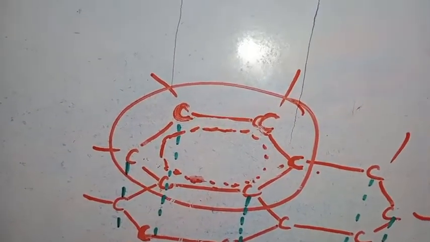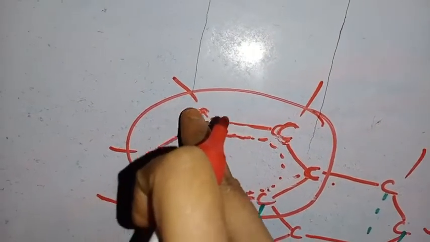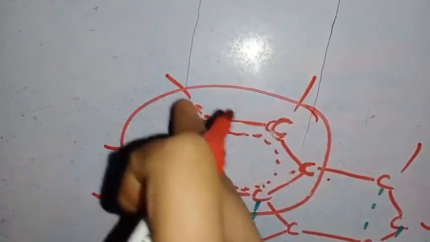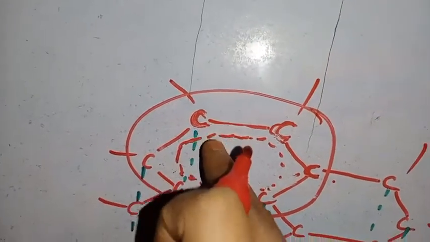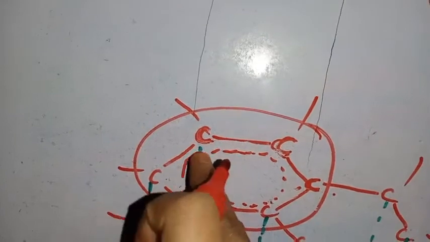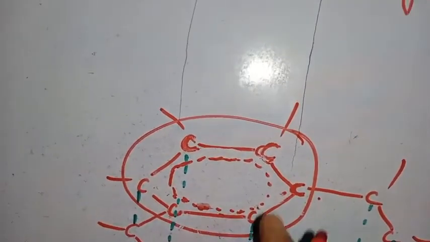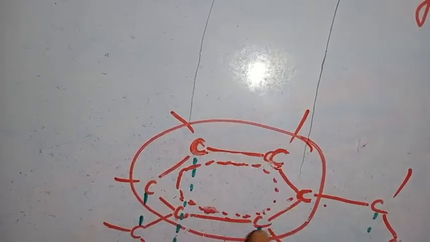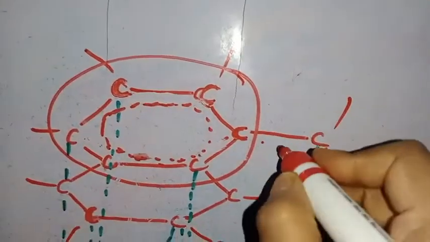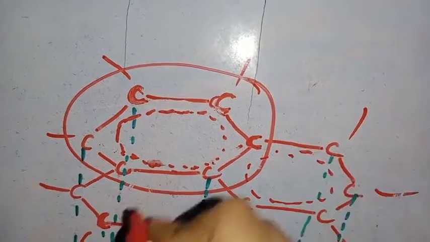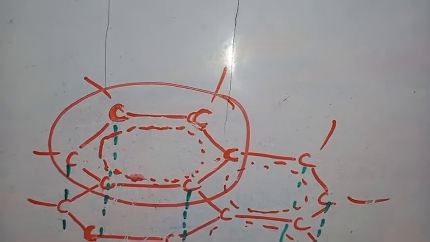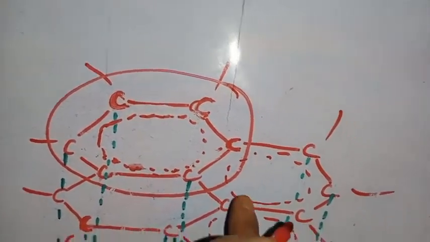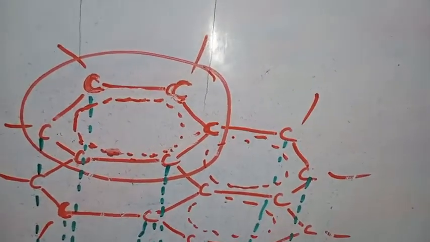So here you can see the 3 valence electrons of carbon are used for making the covalent bond with the other carbon atom, and 1 free electron is there at each carbon atom, which is delocalized in the ring only. They are not localized, but they keep on moving, like this. From each carbon atom, you could see 1 free electron is present, which is delocalized in the ring.